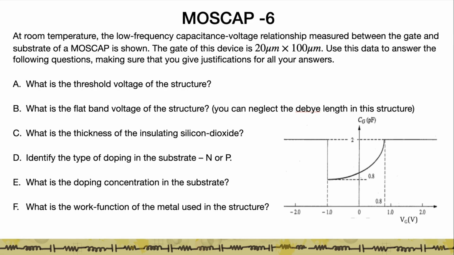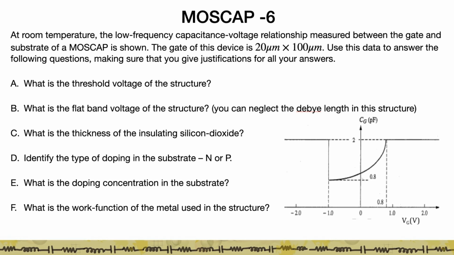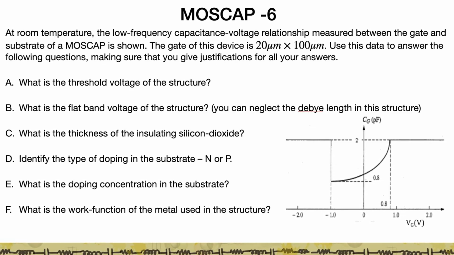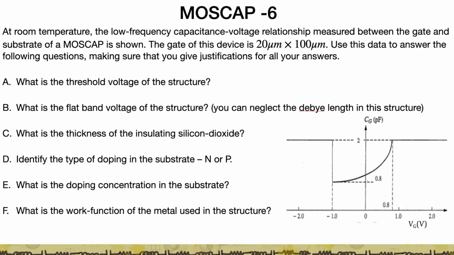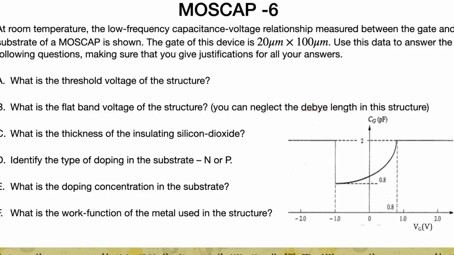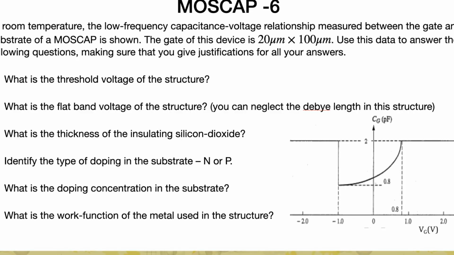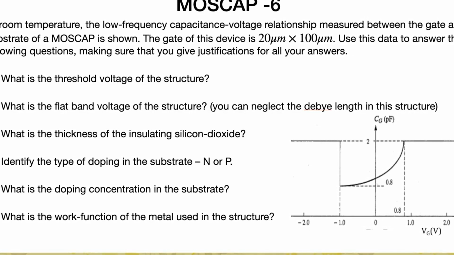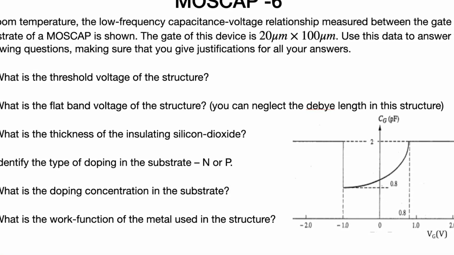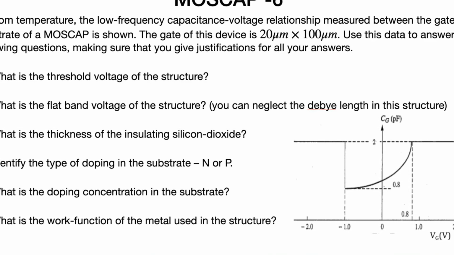At room temperature, the low frequency capacitance voltage relationship measured between the gate and the substrate of a MOS cap is shown. The gate of this device is 20 micron by 100 micron. Use the data to answer the following questions. A. What is the threshold voltage of the structure? B. What is the flatband voltage of the structure? You can neglect the dipole length in this structure. C. What is the thickness of the insulating silicon dioxide? D. Identify the type of doping, whether it's N or P type. E. What is the doping concentration in the substrate? And F. What is the work function of the metal used in the structure?